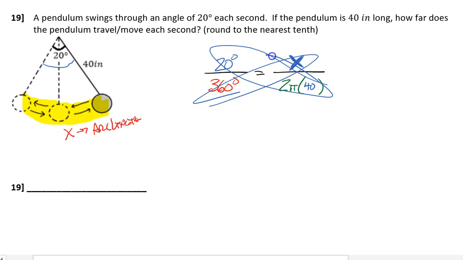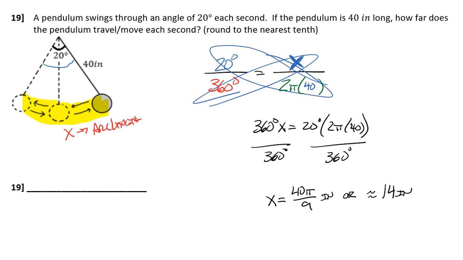We just simply need to cross multiply, then divide by 360. X is equal to 40 pi over 9 inches if we're keeping it in terms of pi, or approximately 14 inches if we multiply it out. Again, much like the last problem, some of us did not stack the degrees over top of each other. Some of us used the area formula pi r squared instead of circumference 2 pi r. This is just an application of finding the arc length problem.